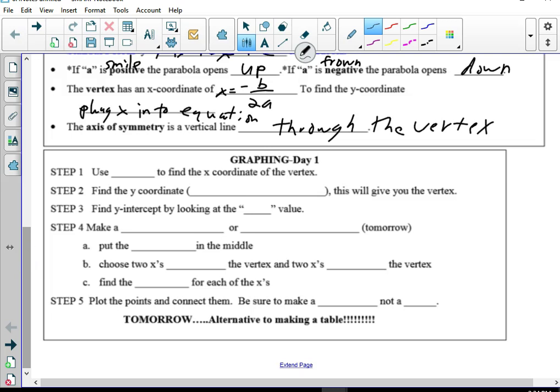So, got a little cheat sheet here. You're going to use the opposite of b over 2a to find the x coordinate of the vertex. You're going to find the y coordinate by plugging in x. That same x we just found. You're going to find the intercept from the c value. That c is the y-intercept. Okay, so ax squared plus bx plus c. C is the y-intercept, always.